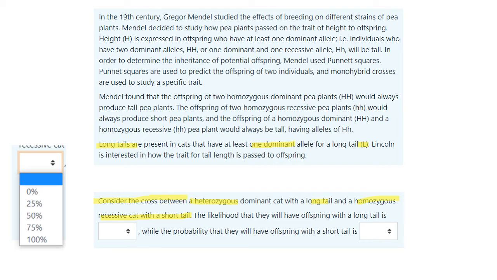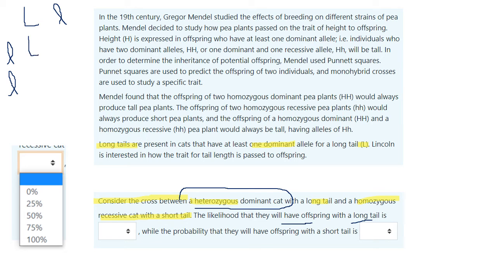So this cross, the heterozygotic dominant cat would have one big L and one small L. It's heterozygotic, so it's got a difference. It mates with a homozygotic recessive cat. So the homozygotic has 2 small L's. What is the likelihood that they will have offspring with a long tail?